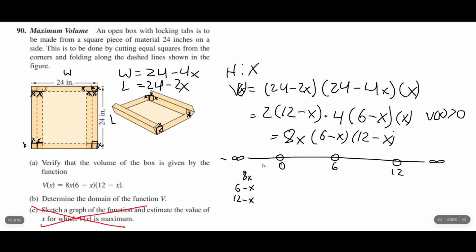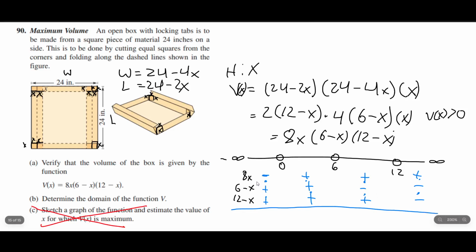Now let's pick negative 1 here. I'm going to use the blue marker. This would be negative, positive, positive. Let's pick 1 here: positive, positive, positive. Then I'm going to pick 7 here. This is positive, negative, positive. I'm going to pick 13 here: positive, negative, negative.